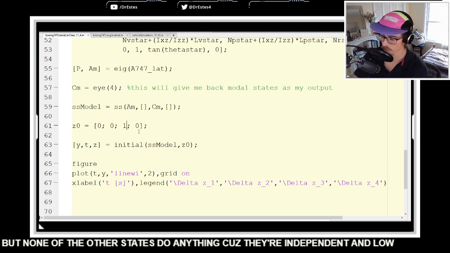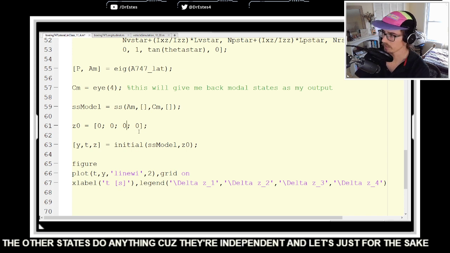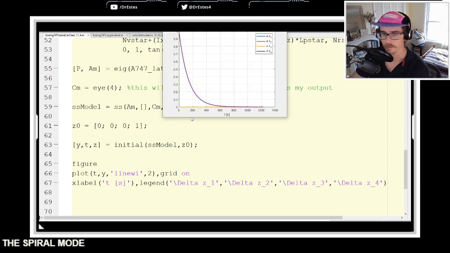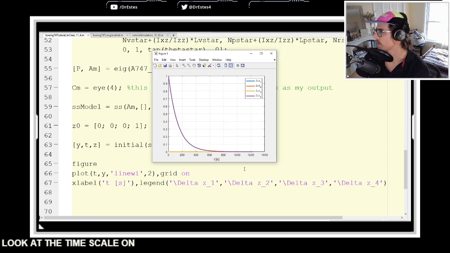And let's just, for the sake of being complete, let's do the fourth one, which I think is a very slow state. I think it's the spiral mode. Yeah, if you look at the time scale on this, it takes, you know, like 1,000 seconds to decay.